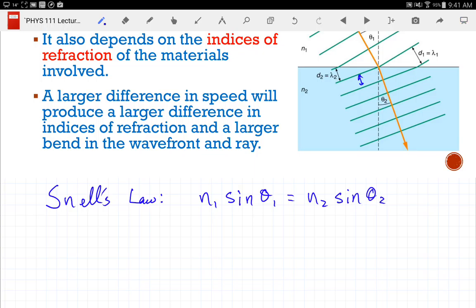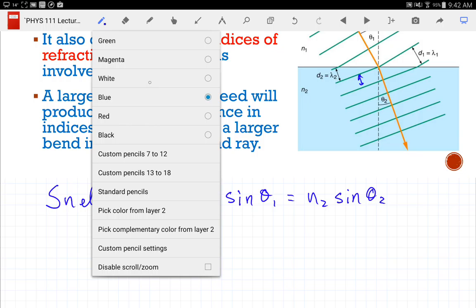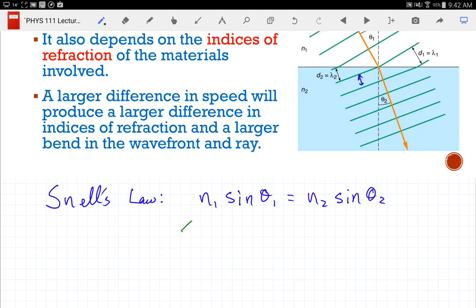Now let's make sure we understand what the things in this equation mean. So what is N1? What did N stand for? Index of refraction. Index of refraction. So N1 is the index of refraction in medium 1. That is the medium that the light was originally in.